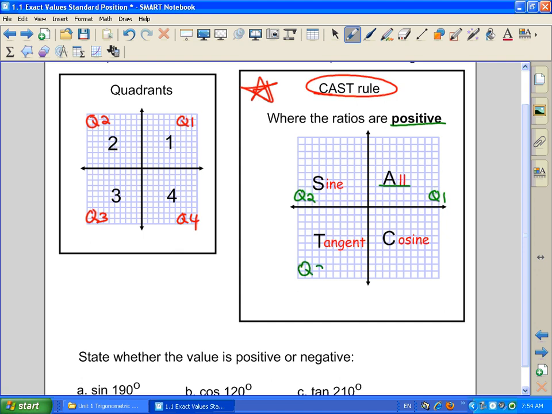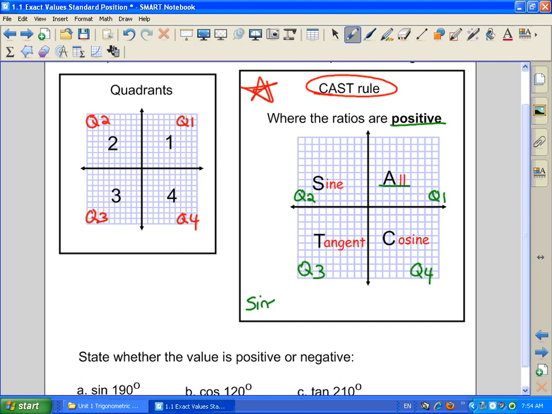Likewise, in quadrant 3, the tangent ratio is the only one that's going to be positive, so sine and cosine are negative. And Q4 is where cosine is positive and all the others are negative. So hopefully you can deduce from this that each trig ratio has 2 spots where it is positive.